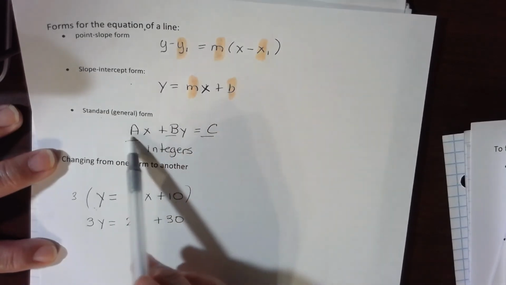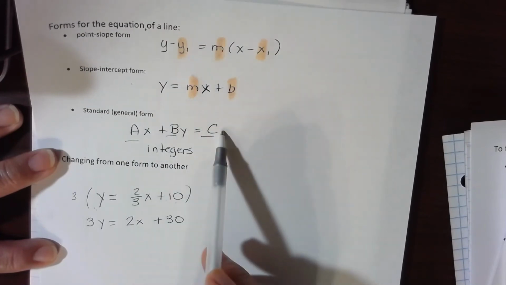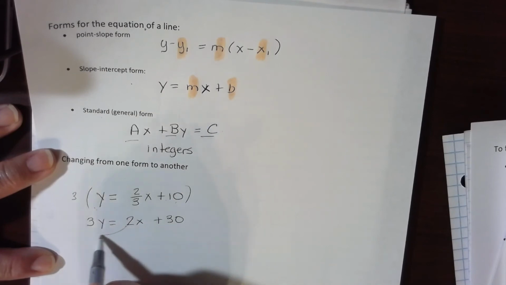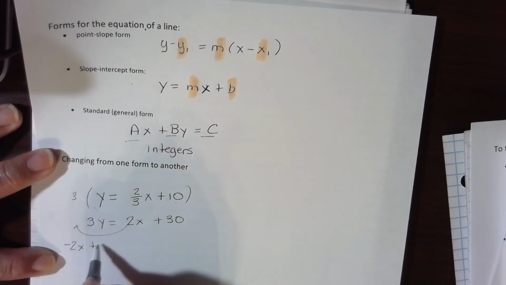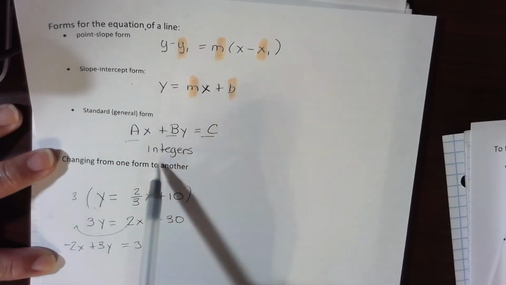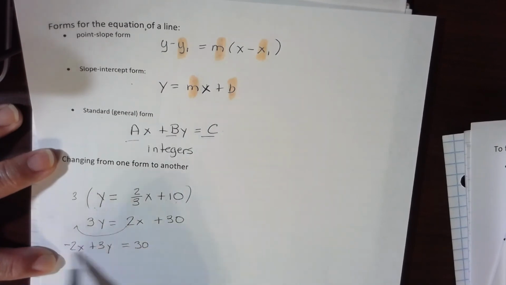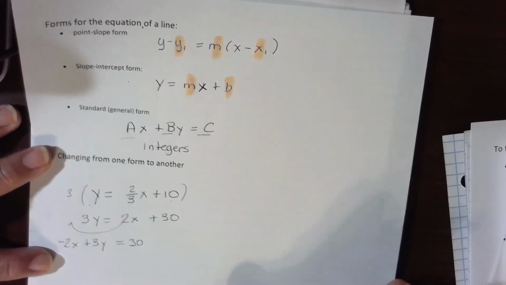Now, to be in standard form, you've got to have the x term, the y term, and then the constant. So I'm going to subtract this 2x to move it over here to make the alignment be what I need it to be for a standard form. So this would be the equation in standard form where I was given it in slope-intercept.